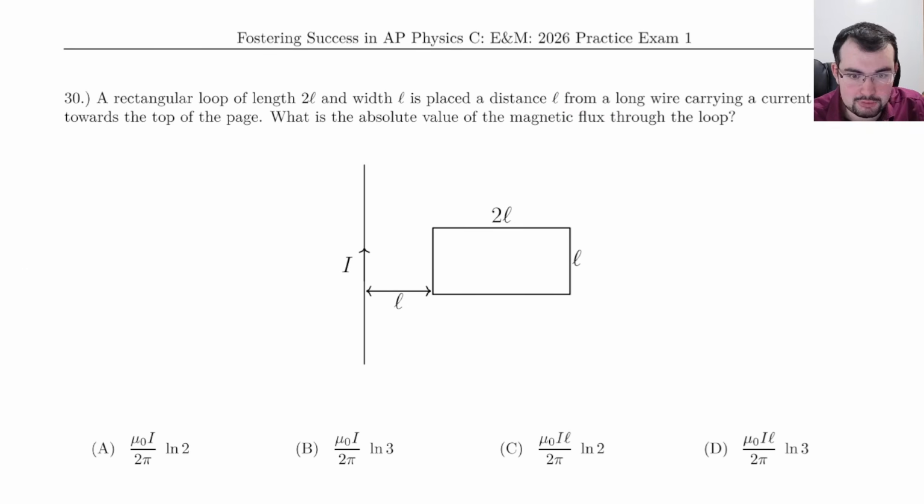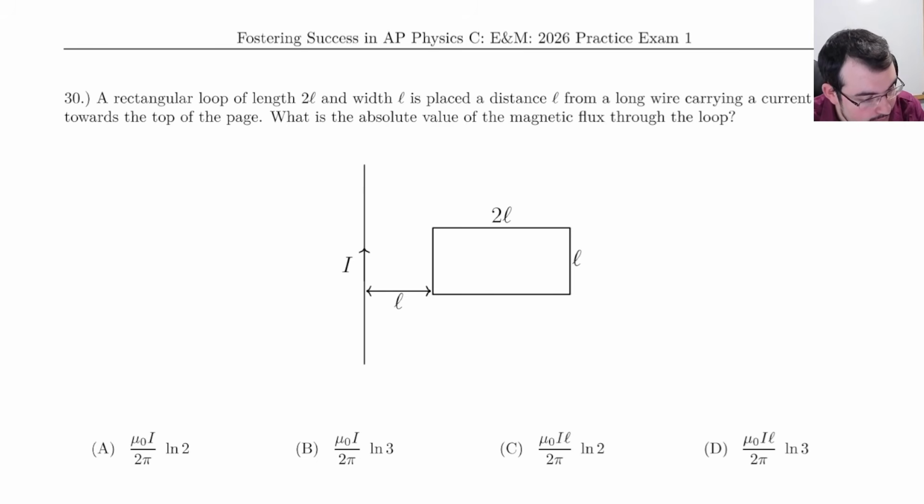Every time I think we've done the worst problem already, it just keeps coming back. And I keep getting reminded that there's harder things here. A rectangular loop of length 2L and width L is placed at distance L from a long wire carrying current I. What is the absolute value of the magnetic flux through the loop?